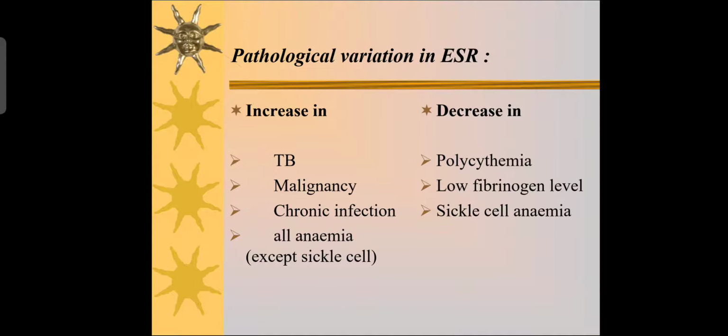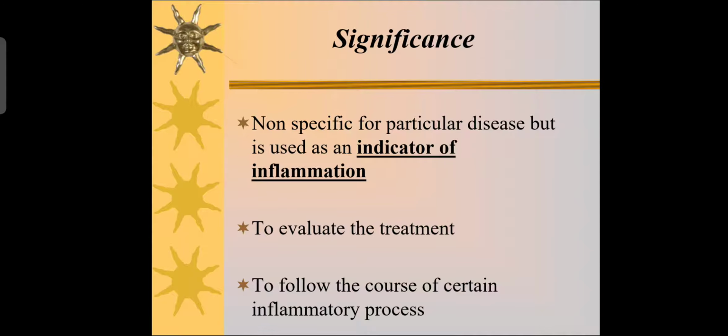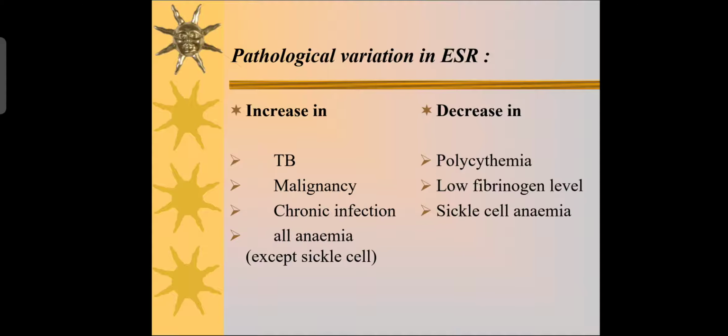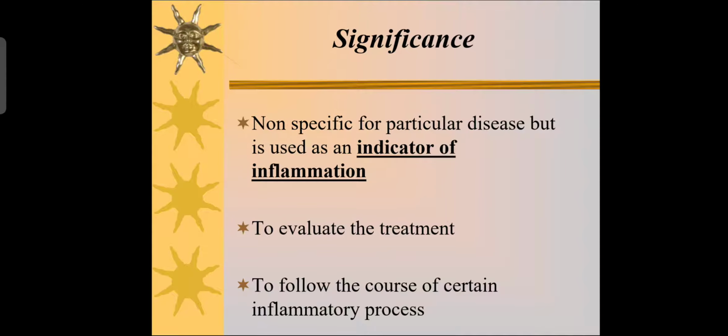Pathological variation in the ESR. It increases in tuberculosis, malignancy, chronic infection, and all types of anemia, except sickle cell anemia, where it does not increase. It decreases in polycythemia, low fibrinogen level, and sickle cell anemia. These are the conditions in which ESR increases or decreases.